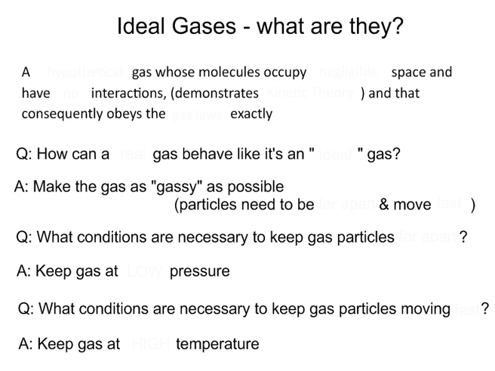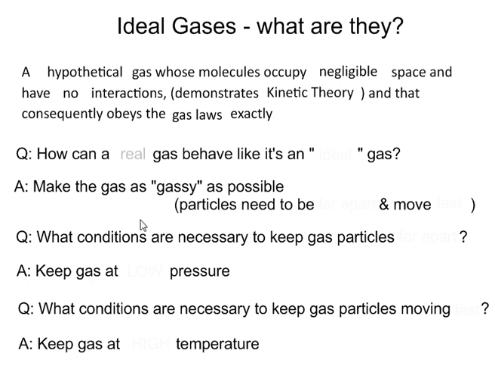So there's this idea that there are ideal gases, and you're going to hear about this. To define it, it is a hypothetical gas whose molecules occupy negligible space and have no interactions with each other. If you have a gas in that situation, that gas is demonstrating the kinetic theory. And if they occupy negligible space and have no interactions, that means they will obey the gas laws exactly.